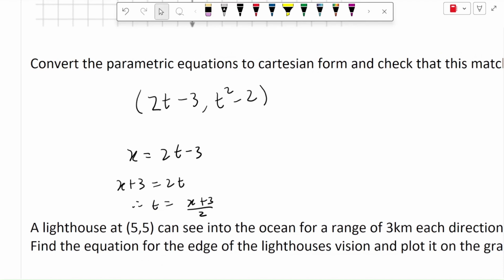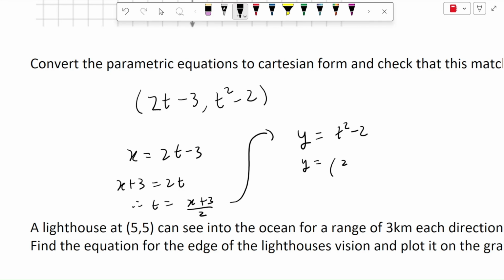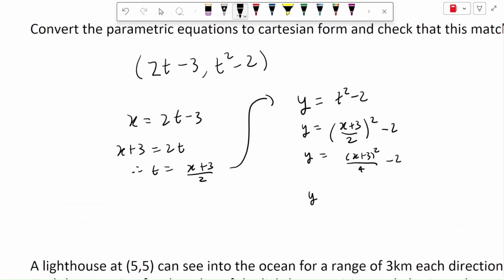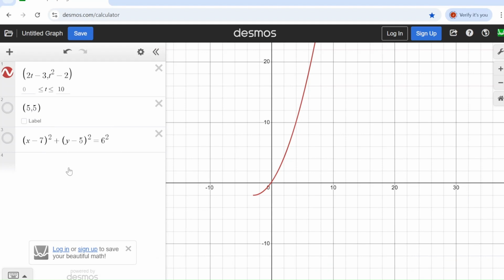Okay. So now that we've got that, we can sub it into y equals t squared take 2. And t is supposed to be x plus 3 over 2. So y is going to be x plus 3 over 2 squared take 2. This will give you x plus 3 all squared over 4 take 2. And I guess we could expand that out if we want. This is technically valid how we've got it here, but just for completeness, x squared plus 6x plus 9 all over 4, take 2. And we can actually graph that as well and just see if that works.